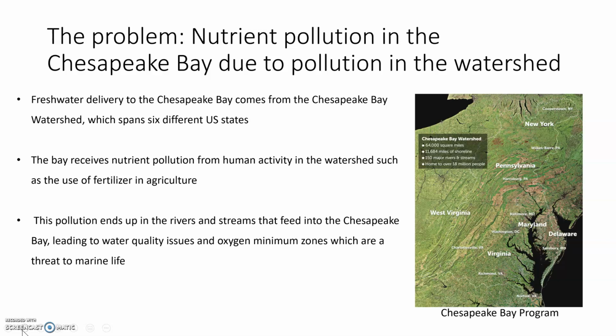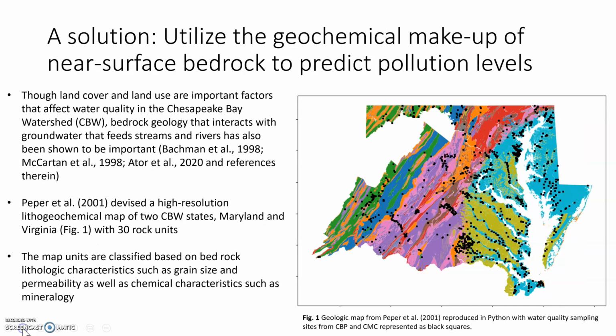The problem is that the Chesapeake Bay is being polluted by human activity on land, such as through the use of fertilizer, which enters the bay through streams and rivers. This pollution causes problems such as oxygen minimum zones and harmful algal blooms, which are a threat to marine life.